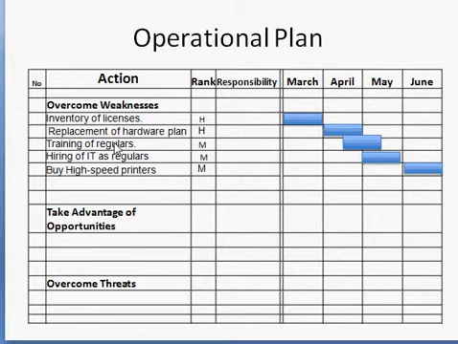PowerPoint and Word. We'll have to hire IT as regulars and buy high-speed printers or network printers to replace the individual small printers which keep breaking down. As you can see, we show which months we are planning to do them. You should then fill in the same for taking advantage of opportunities and overcoming the threats.